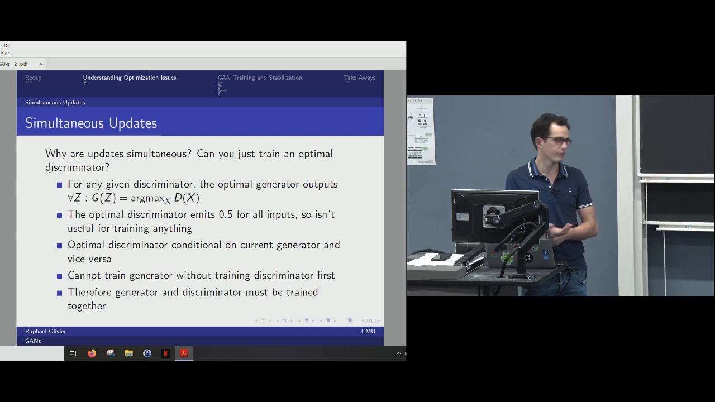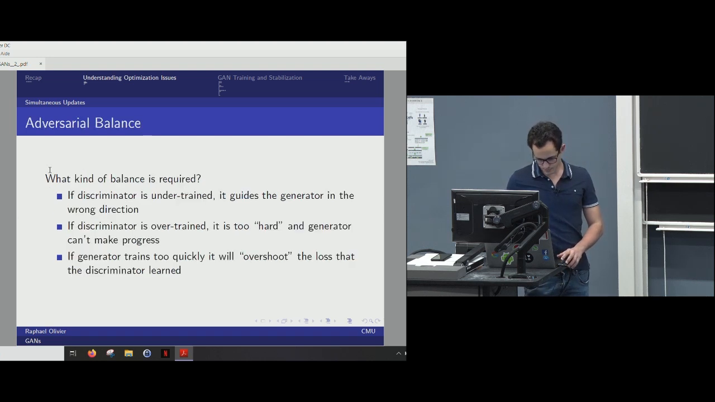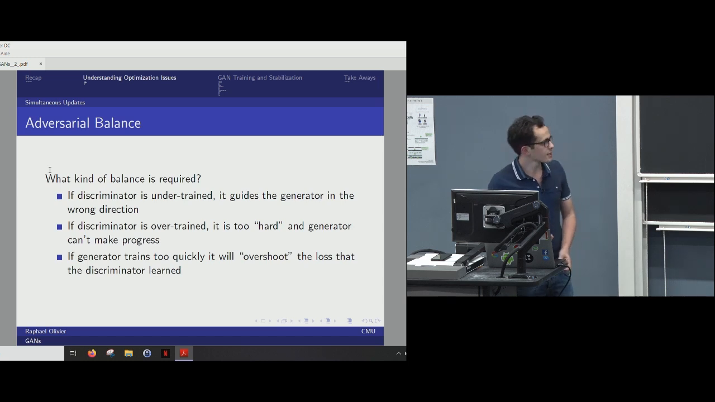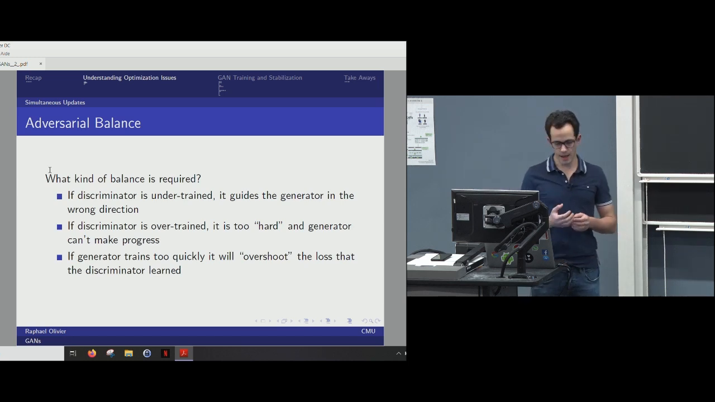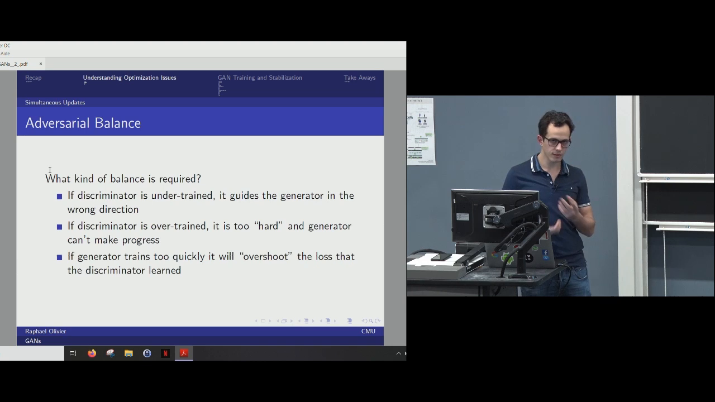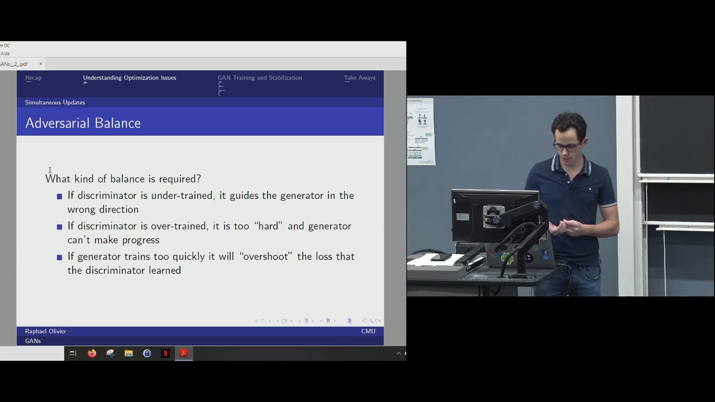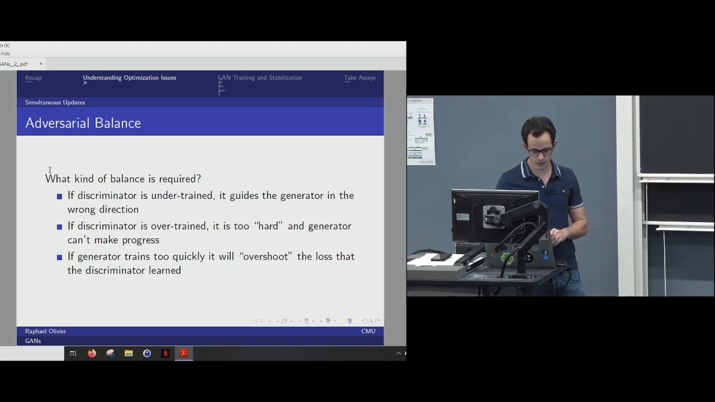Obviously the opposite is even more true. The discriminator is there to train the generator, so you cannot train the generator first and the discriminator later. It doesn't make any sense. So you cannot really avoid the fact that you're going to have simultaneous updates. So I said that you need a balance between the two. That's a bit of an abstract word. It's hard to define exactly what it is.